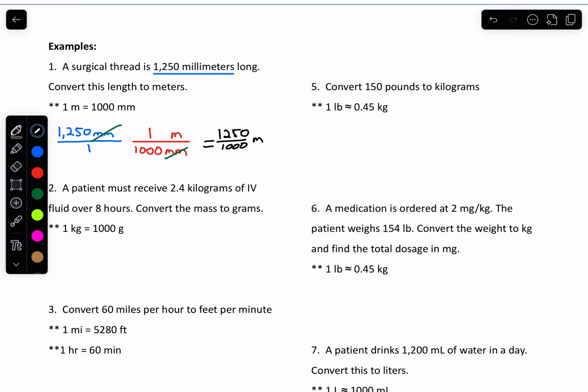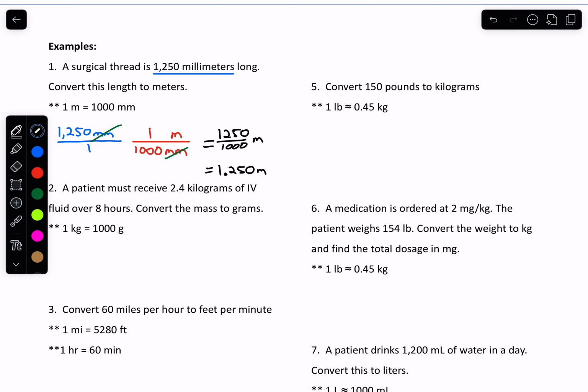So then I just want to make sure I actually simplify this result. Dividing by 1,000, all that's going to do is move the decimal place because we were in the metric system. So that's all we needed to do from the beginning was move the decimal place. When we divide by 1,000, I move it 3 spots. So 1.250 meters. 1,250 millimeters is 1.250 meters. All right, so that one was pretty easy because we stayed within the metric system.